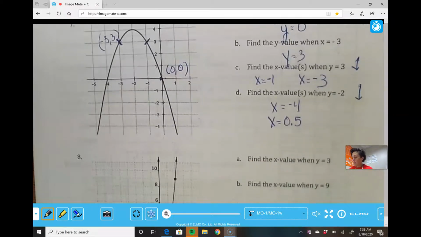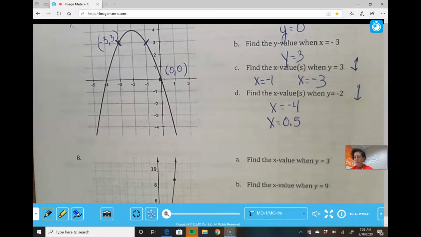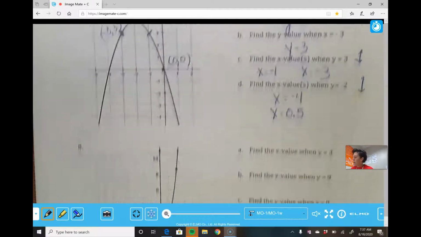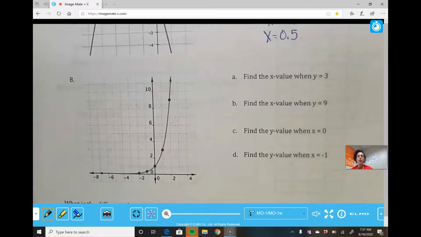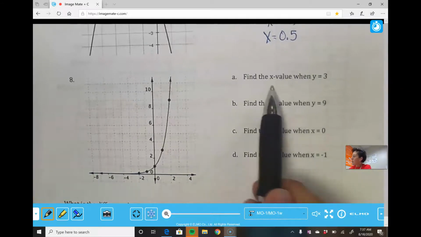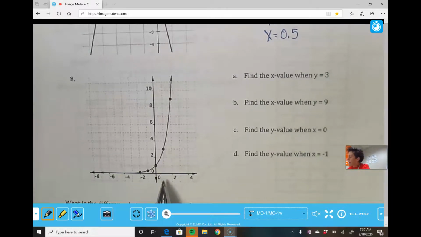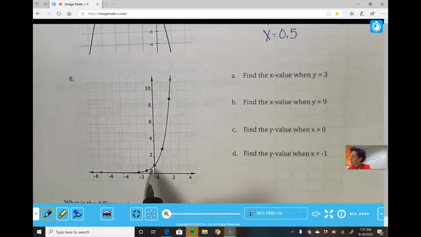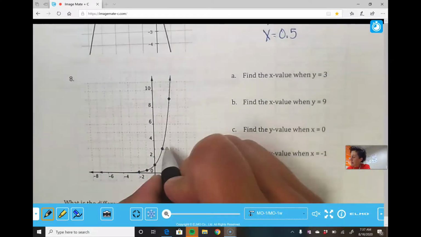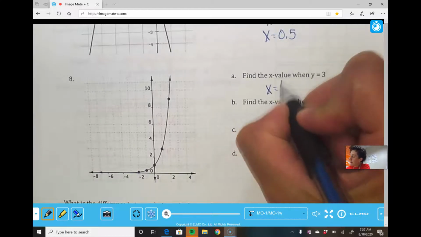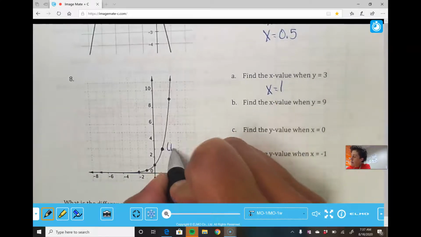Finally, let's finish up with number 8. All right, let's finish up here. So number 8. So we're going to find x when y is 3. So this time I'm not going to talk so much about left or right. I'm going to go up 3. I got to go to the right, and that is about x is 1. This point right there is 1, 3.